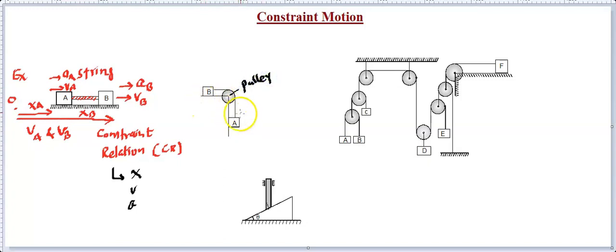And these two blocks are connected by a string with the help of a pulley. So that's called a string pulley system or string block system. And there are two blocks, block B and block A. So these are the names you might be aware of. If not, you need to remember these things.